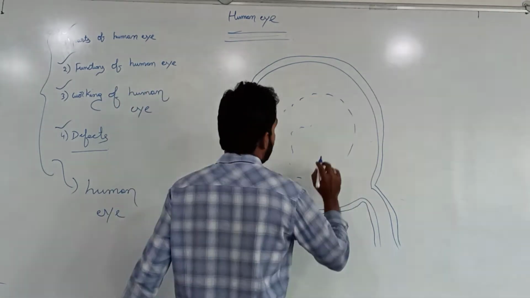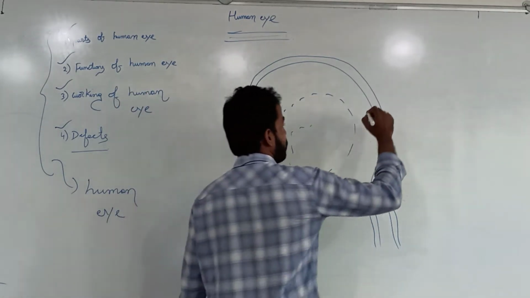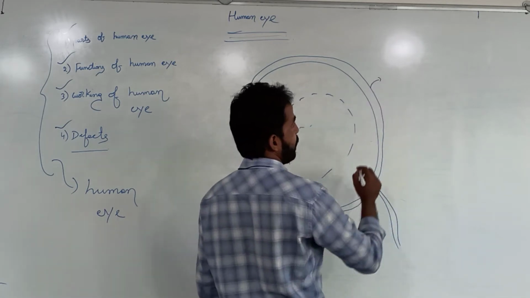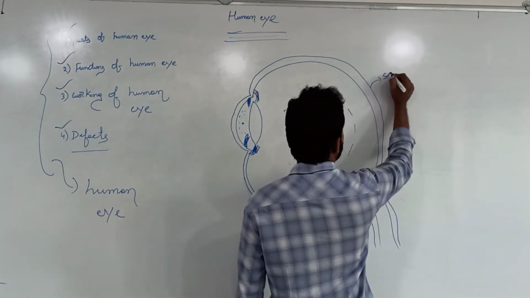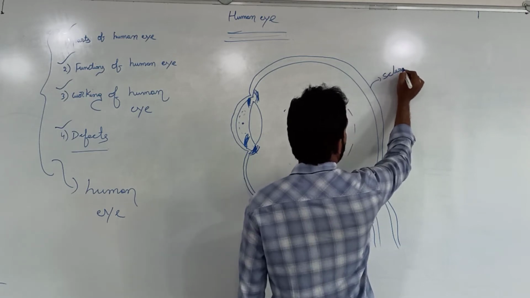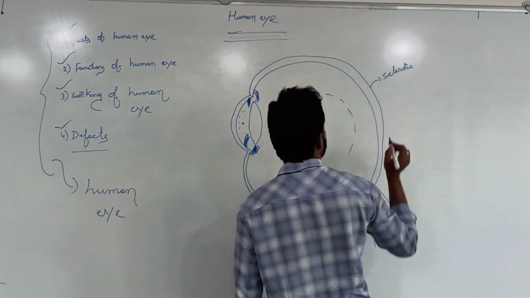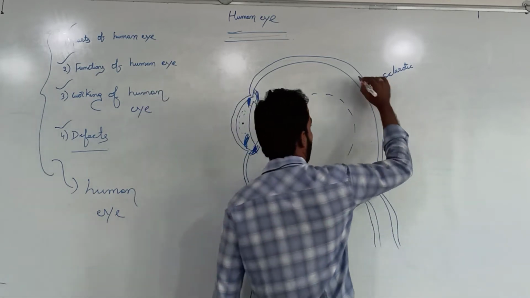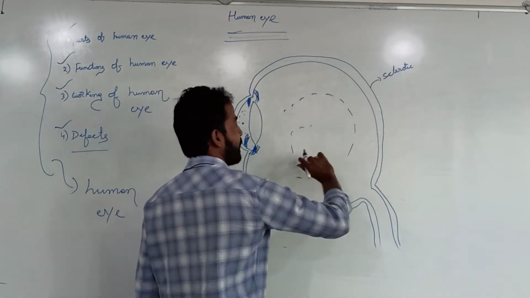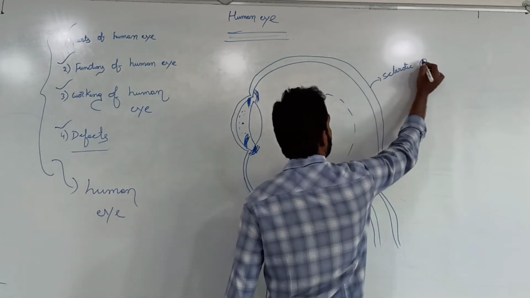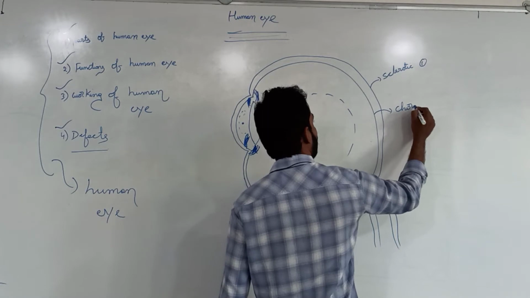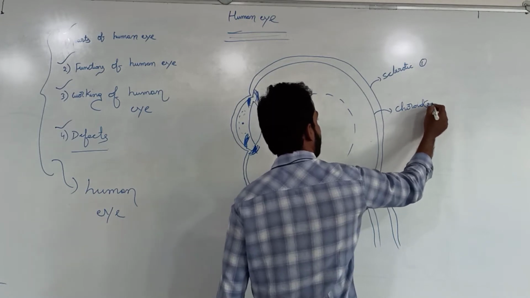So the first part of our discussion is sclerotic. S-C-L-E-R-O-T-I-C. This is the first part. The outer part of the eye is known as sclerotic. The second part is choroid. C-H-O-R-O-I-D. The second part is choroid.